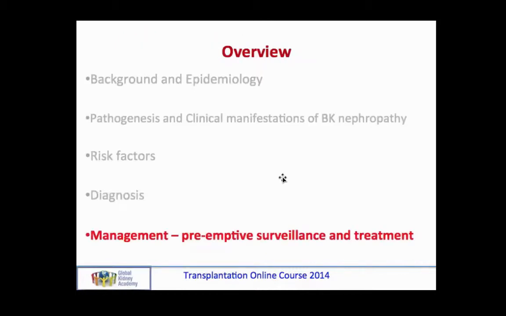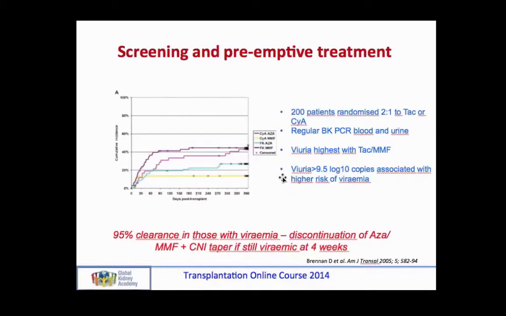So how are we going to manage? Management really revolves around preemptive surveillance and treatment. So this was an interesting study. Well, it wasn't a randomised controlled trial, but it was a randomised study whose purpose was to determine the incidence of BK viuria, viremia, and nephropathy with tacrolimus and cyclosporin, and also determine the impact of immunosuppression reduction on subsequent viremia and developing nephropathy. So patients were randomised to either tacrolimus or cyclosporin.